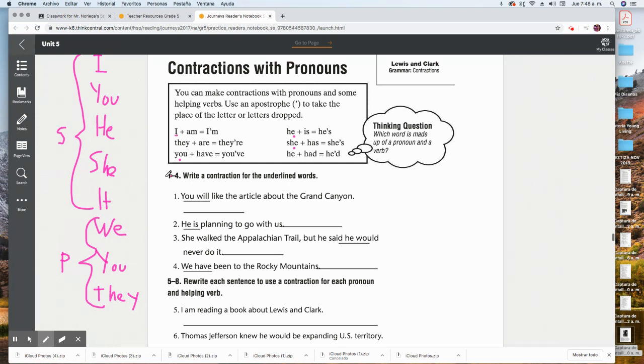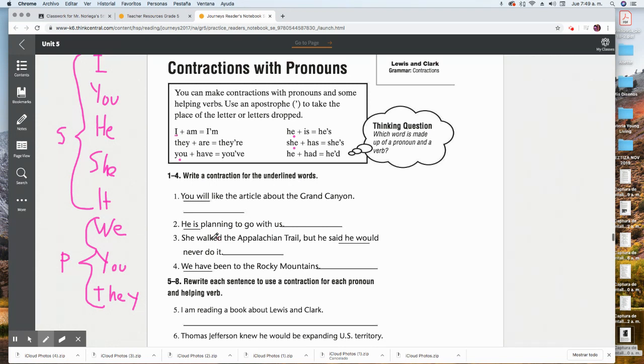For 1 and 4, it says to write a contraction for the underlined words. The words are already underlined. You plus will. You need to make a contraction with you and will, and then write it on the line. For number 2, he and is. Oh, this looks like this example. So maybe you can just copy what he plus is is, a contraction for he and is, and write it on the line.